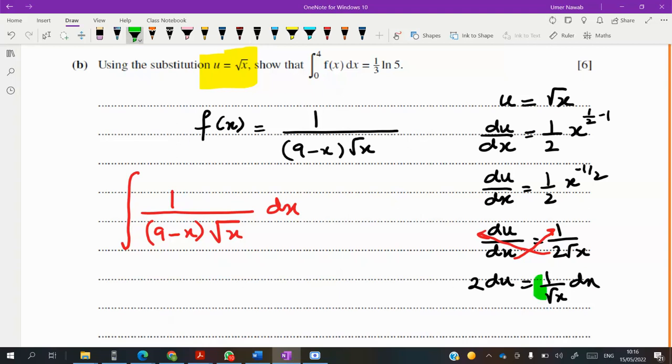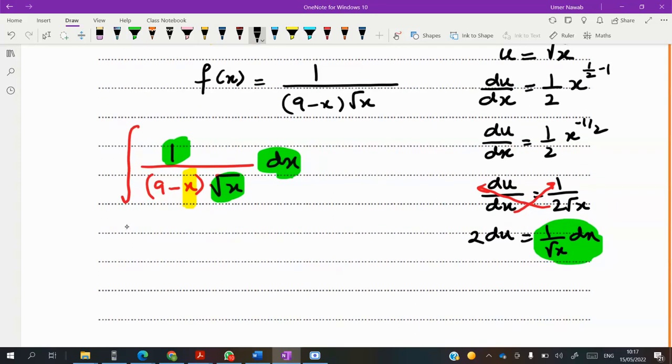Can you check that? 1 over square root of x dx is the same thing as this, so I can write in place of all this green as 2 du. A problem might happen in substituting here 9 minus x, but not a big deal. If your u is square root of x, your u squared will be equal to x. I'm ready to substitute it.